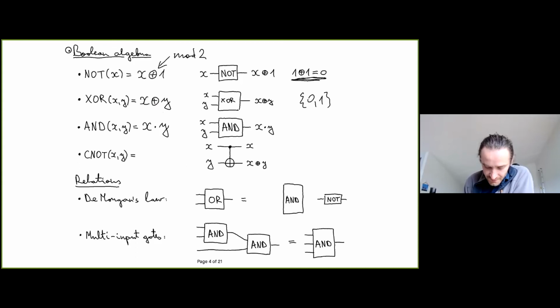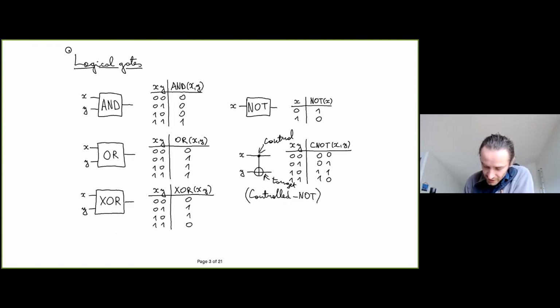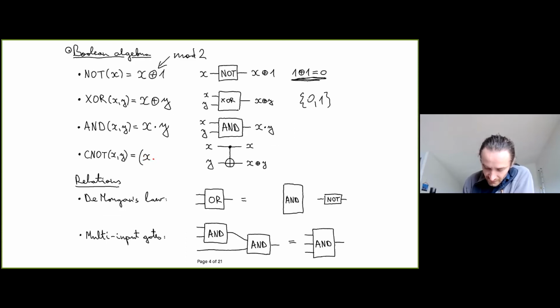And then this CNOT has 2 outputs. The first bit, the control, doesn't change, it just comes out the way it was. So this is just X. And then the second bit gets flipped if the first bit was 1. So you basically need to add to the second bit, which was Y, the first bit. This is how you can convert these logical operations into just addition and multiplication, if that's easier to manipulate.